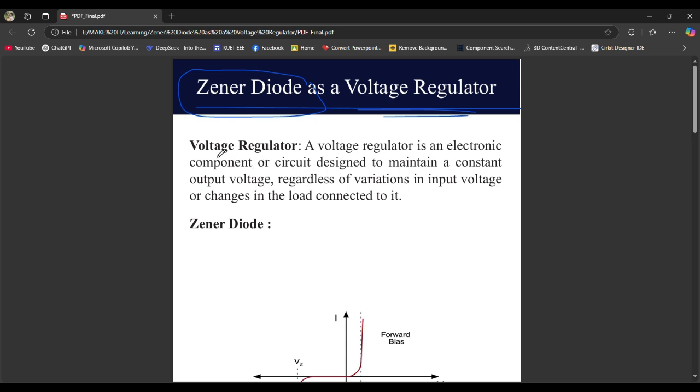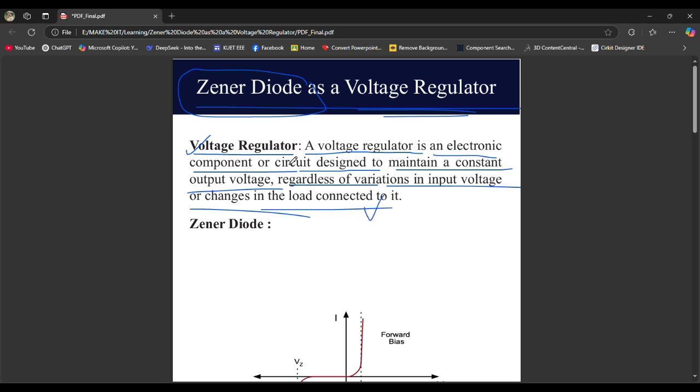That means our today's topic is Zener diode as a voltage regulator. So first of all, let's see what a voltage regulator is. A voltage regulator is an electronic component or circuit designed to maintain a constant output voltage regardless of variation in the input voltage or changes in the load connected to it.